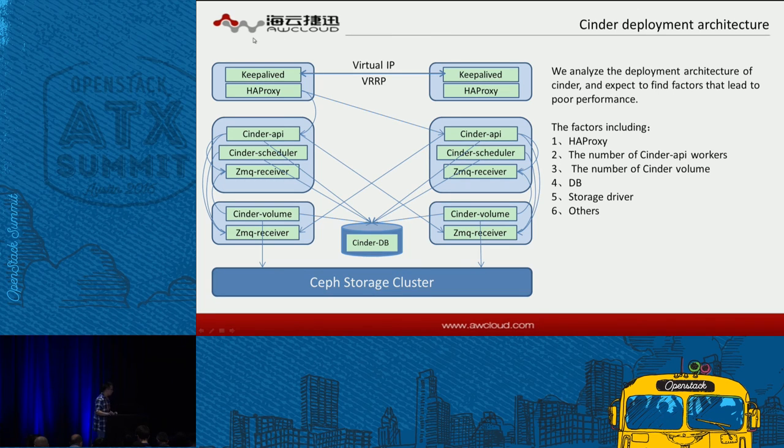What I'm saying is, we don't necessarily know when somebody is going to spin up 200 VMs or 500 VMs. So the issue is that we need to be able to monitor HAProxy's threshold in order to spin up more Cinder APIs to meet that demand.